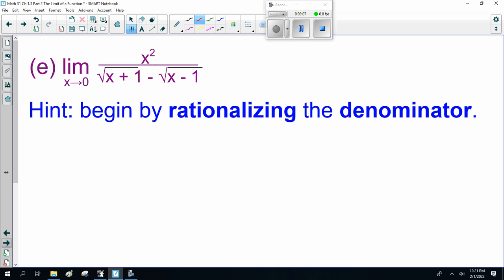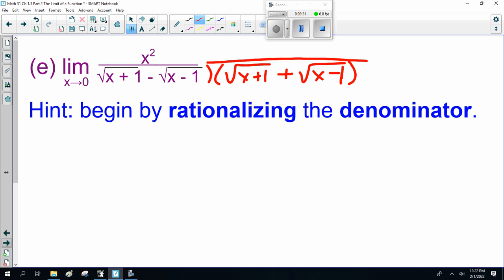Now, here the limit as x goes to 0 of x squared divided by square root of x plus 1 minus the square root of x minus 1. So, rationalize the denominator. So for this, multiply by its conjugate, square root of x plus 1 plus square root of x minus 1. Of course, I have to multiply the numerator too. Way too much work.